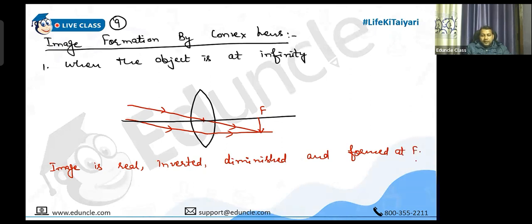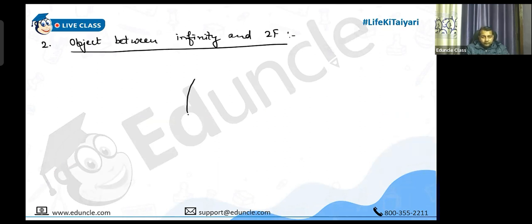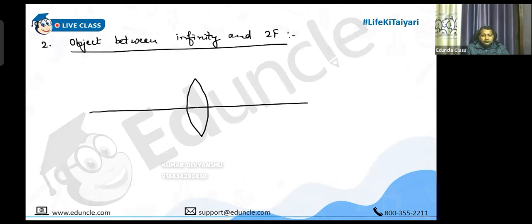So now we will bring the object closer to the lens. So between infinity and 2f. Second case is between infinity and 2f. This is 2f. Object lies beyond this. It passes through this focus, and one directly passes through this optical center.